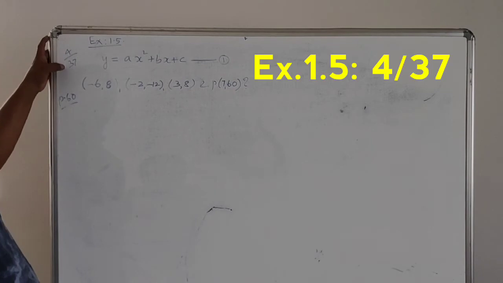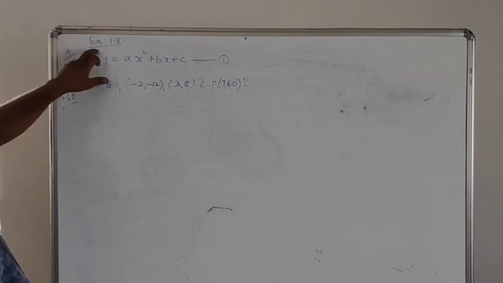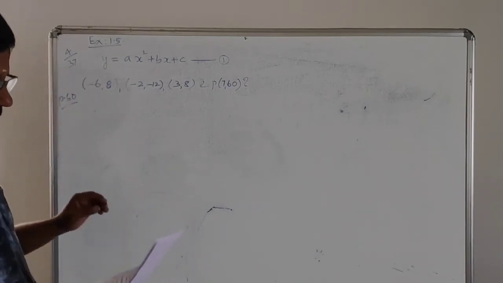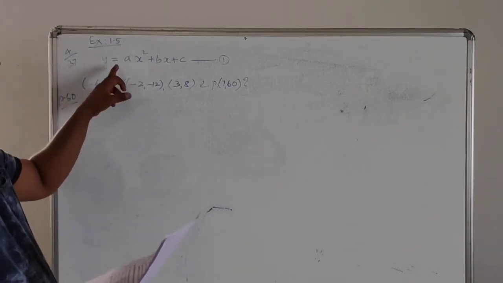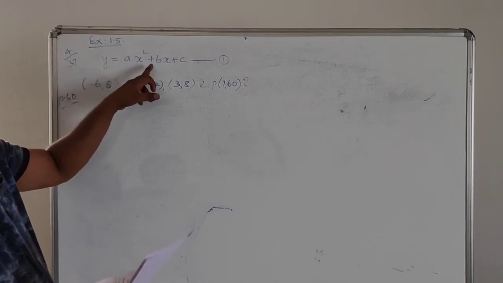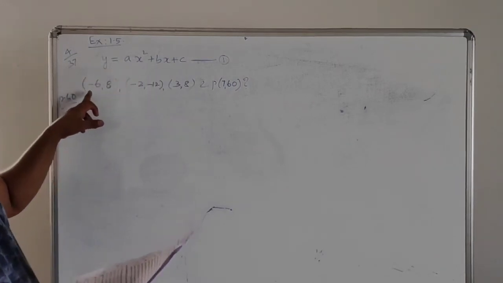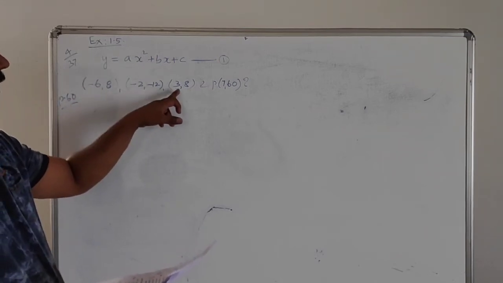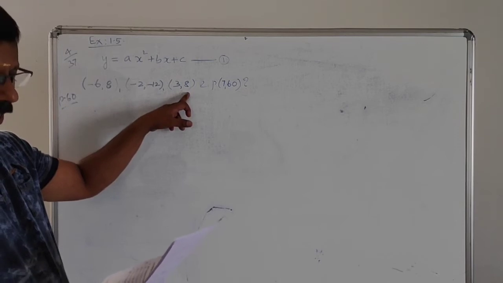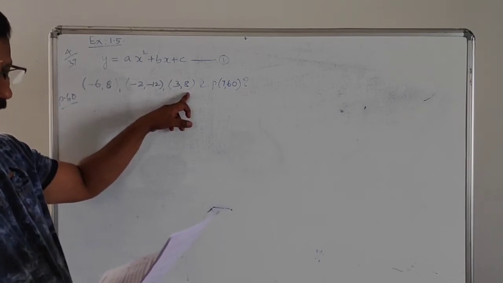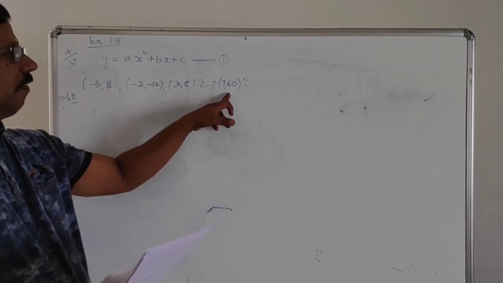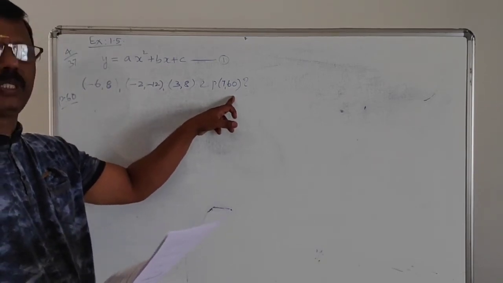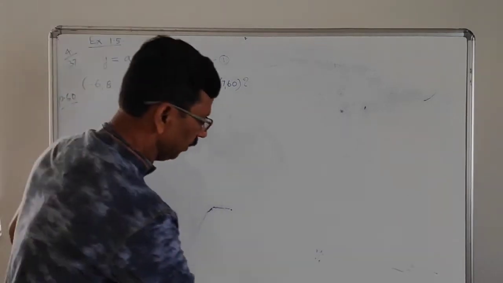Problem number 4, given at the page number 37 of exercise 1.5 in our materials, problem number 16. Now, the problem is a boy is walking along the path y is equal to ax square plus bx plus c through the points minus 6, 8, minus 2, minus 12 and 3, 8. Now, he wants to meet his friend at the point P 7, 60. The question is, will he meet his friend? Use Gaussian elimination method.